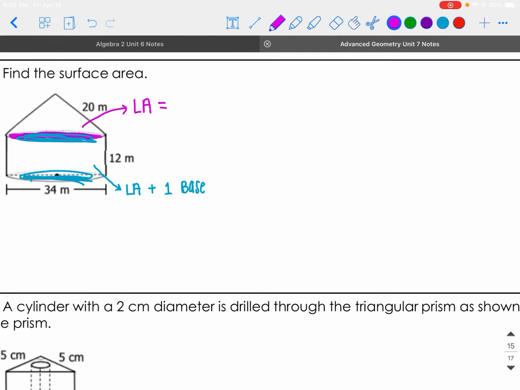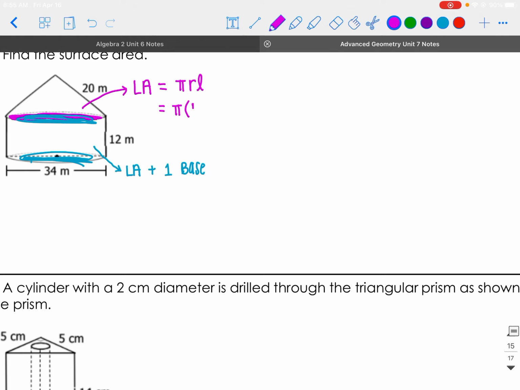So for the cone, the lateral area is pi r l, slant height. So pi, the radius is 17, and the slant height is 20. Which is 1,068.14.